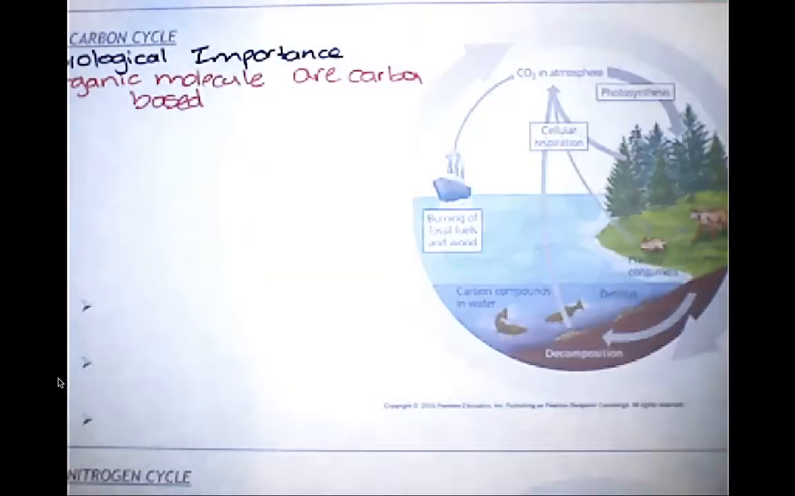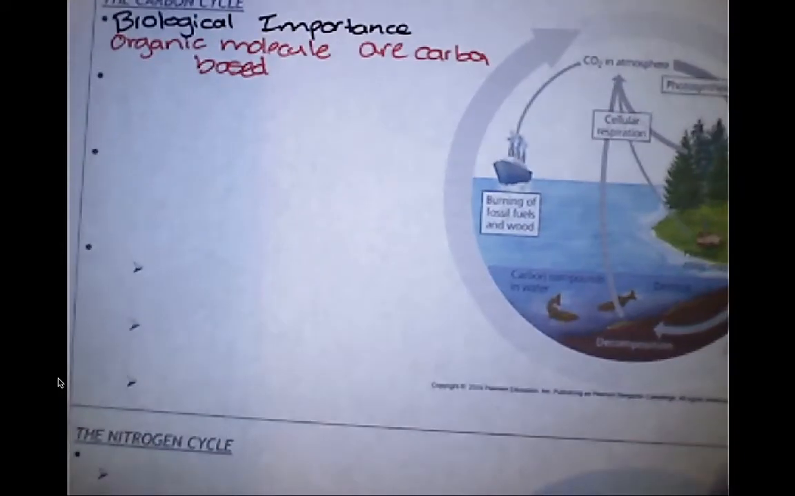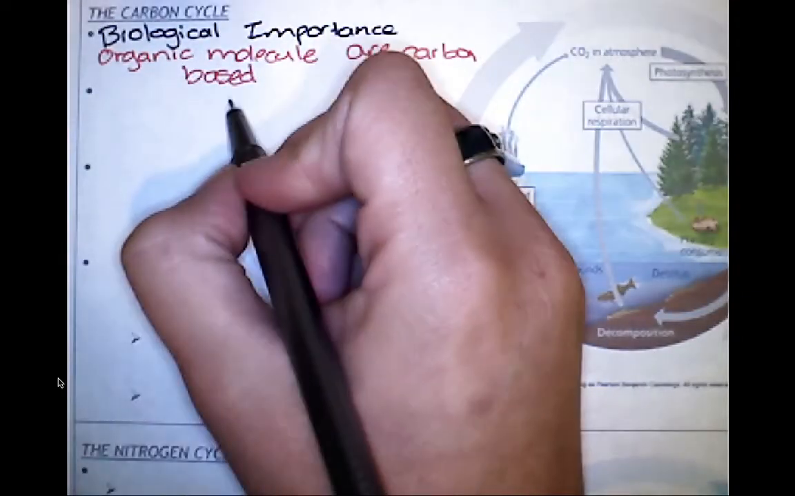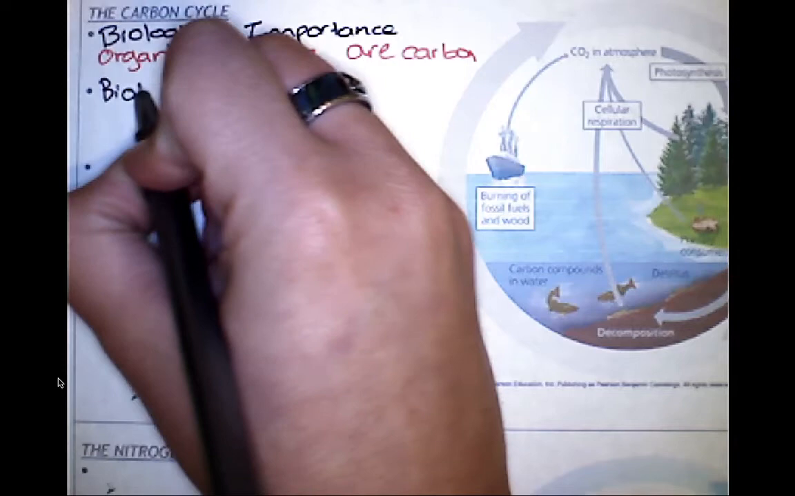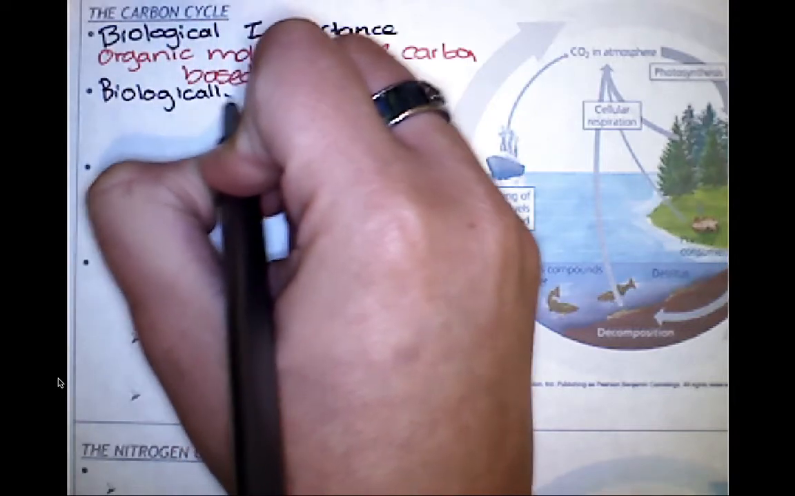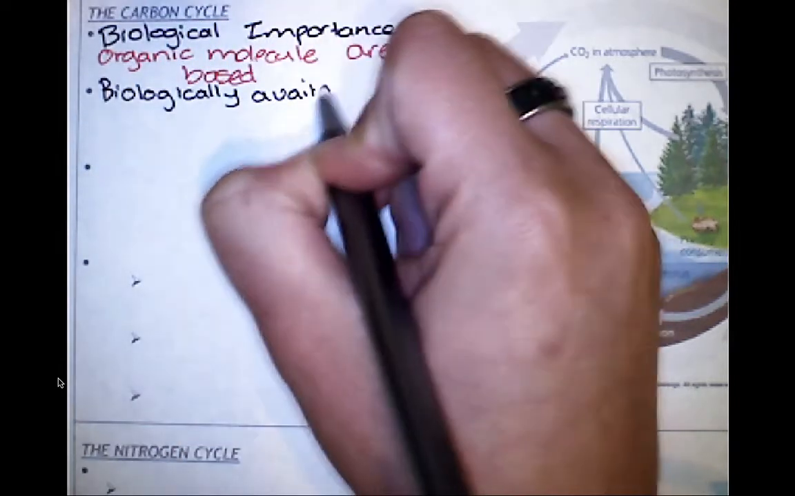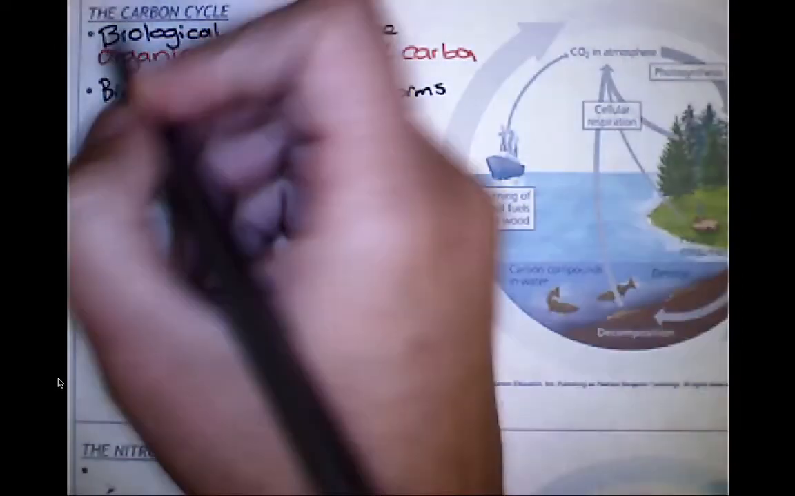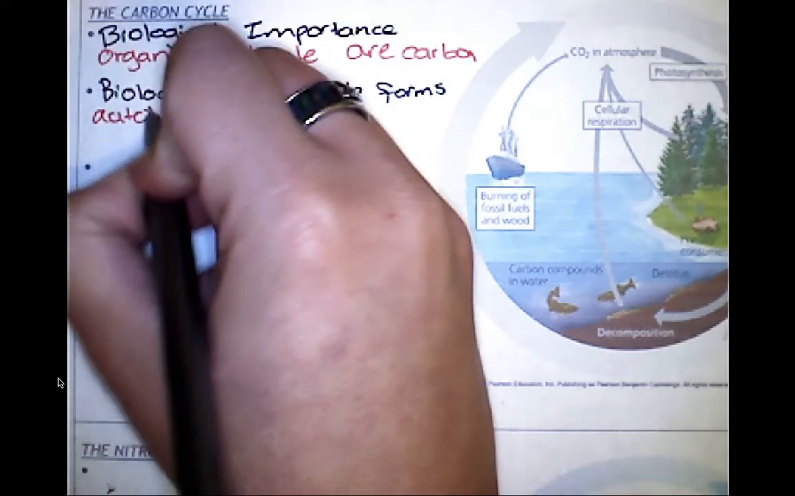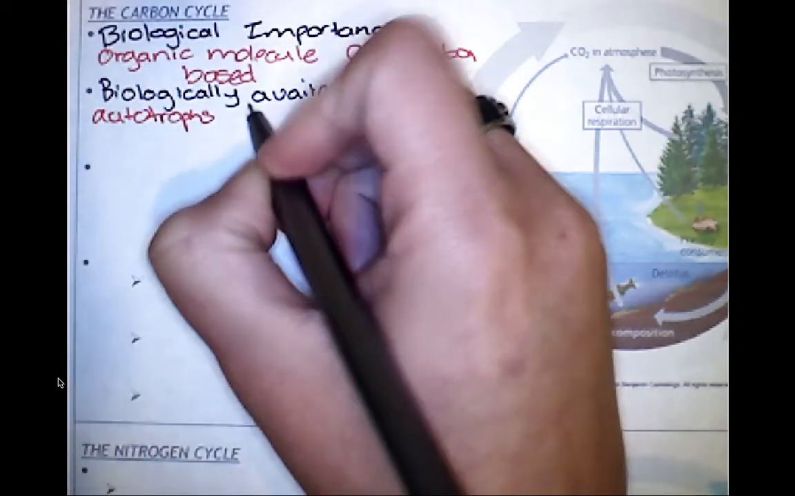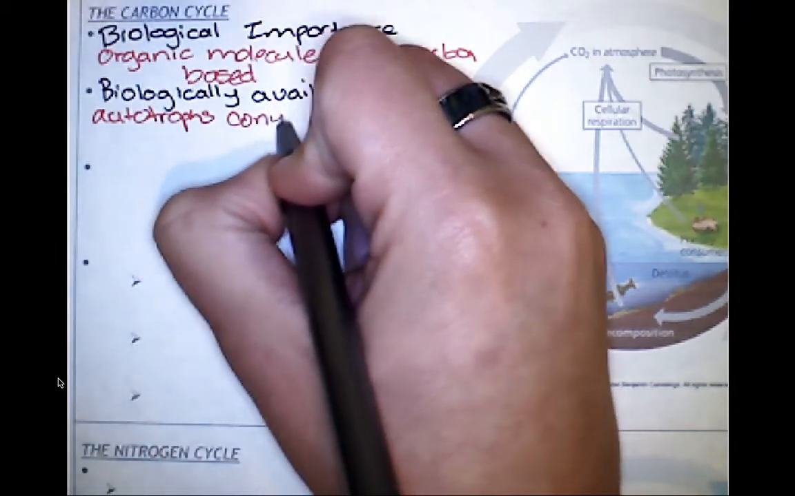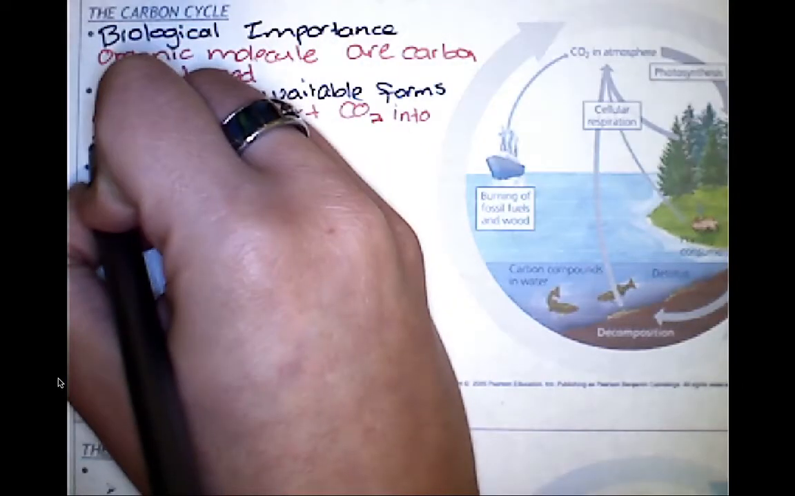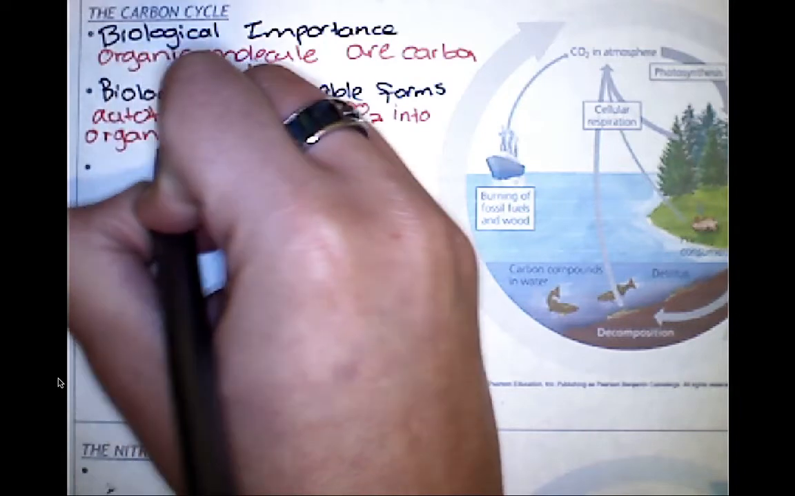So all of your DNA, your lipids, carbohydrates, and your proteins all have carbon in them, okay? So in the biologically available forms, there's actually a few, okay? We need autotrophs. We need them to convert CO2 into organic molecules that heterotrophs can use.